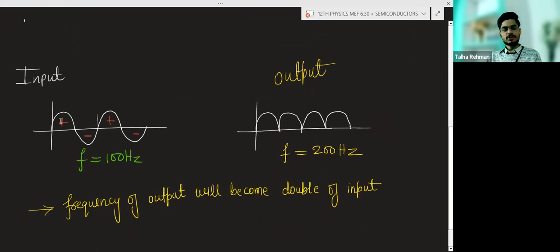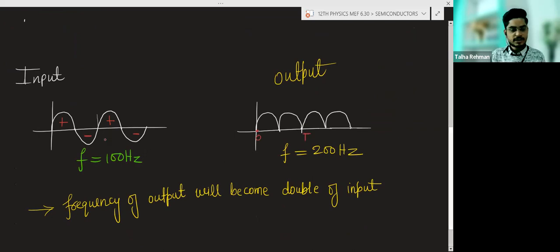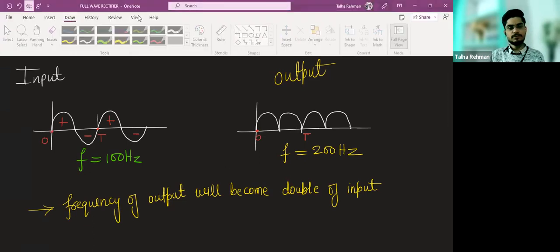So input: positive half cycle, negative half cycle, positive half cycle, negative half cycle. For the positive half cycle we are getting output, and for the negative half cycle we are getting output. Now comparing the frequency: if the frequency of the input is 100, then the frequency of the output will be 200. This is the 0 to T time period. In T time period, one wave is completing in the input, and in T time period, two waves are completing in the output. So the frequency of output will become double that of input.